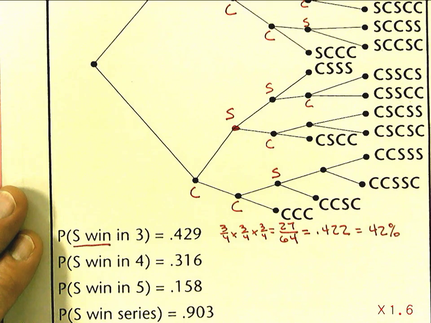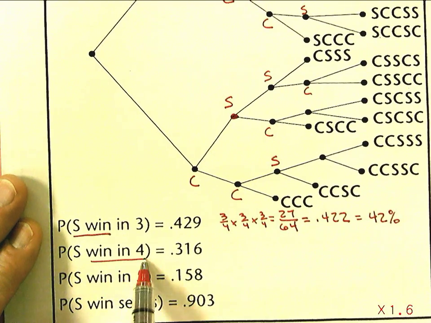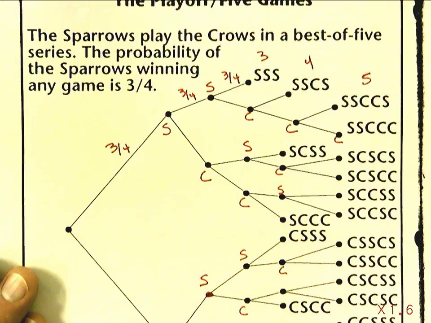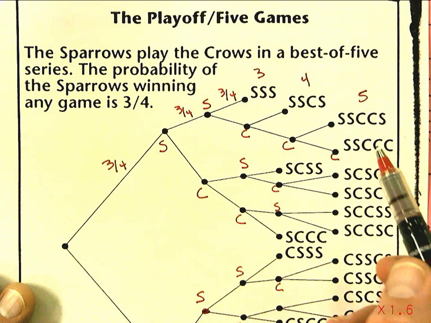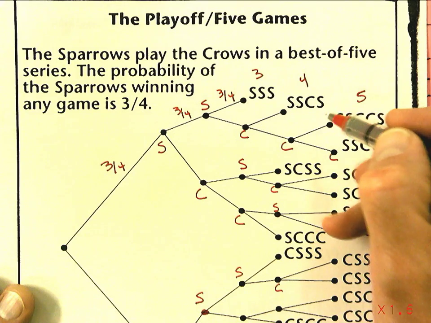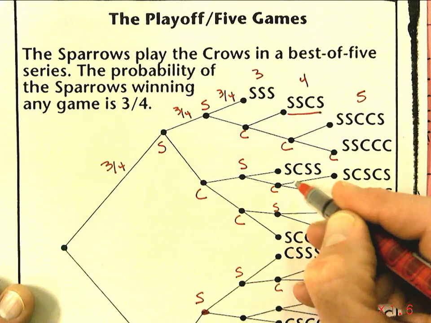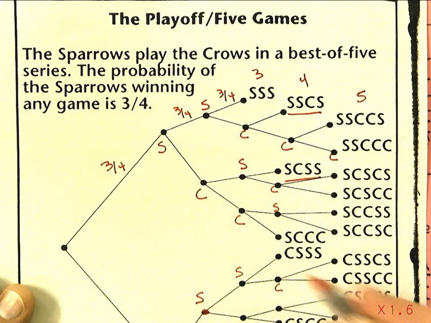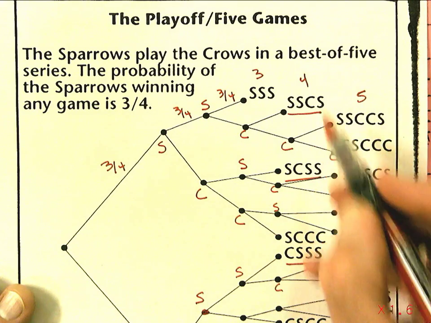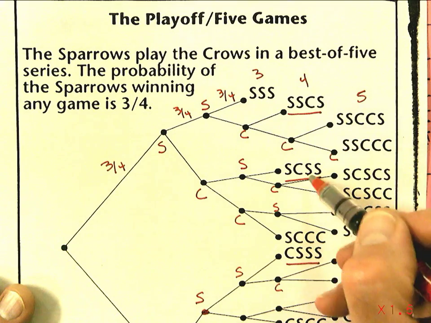So how do we figure out what it would be for them to win in 4 games? They have this number here. We have to look at the situations where they win in 4 games. Where would they have won it in 4 games? Well, they would have won it in this one, and this one, and this one.